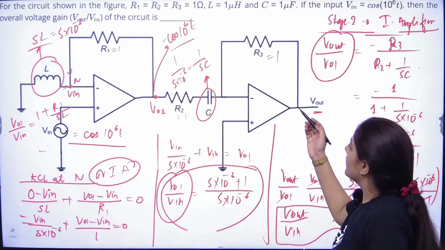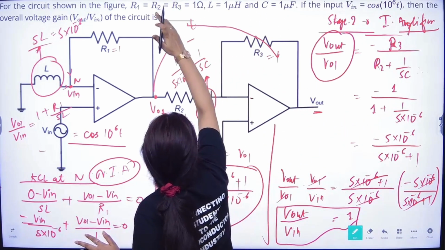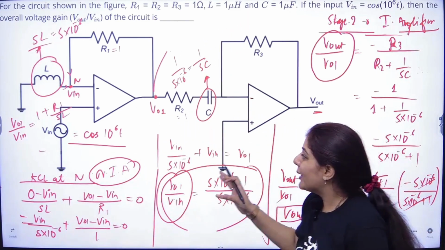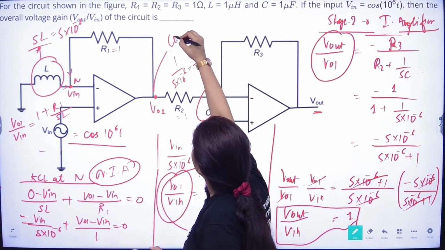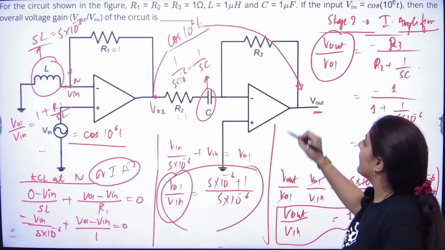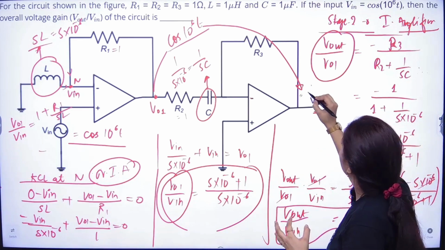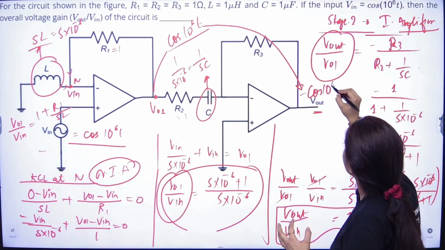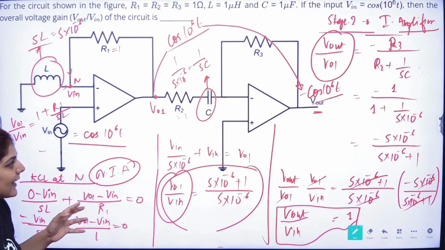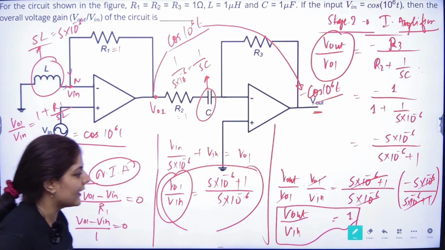The first stage is the case of a non-inverting amplifier, so it will not invert the signal, and the output will be something like this. And here it will just invert the gain. So this will be minus cos 10 raised to power 60. What we will get is a negative input. So that's how we can verify the gain also.